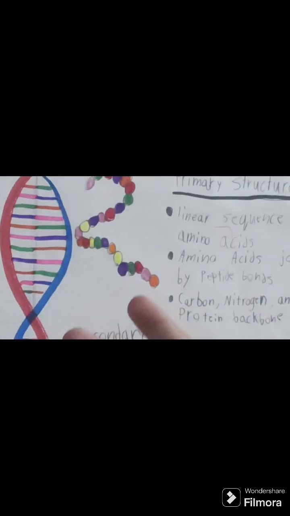So in proteins, there are multiple structures. One of them would be the primary structure, in which it is a linear sequence of amino acids that are all joined together by peptide bonds. And carbon, nitrogen, and oxygen make up the protein backbone.